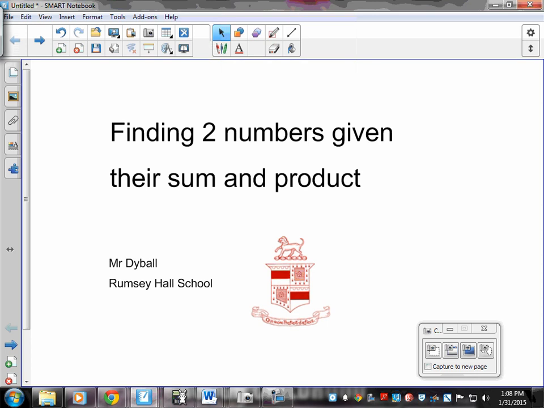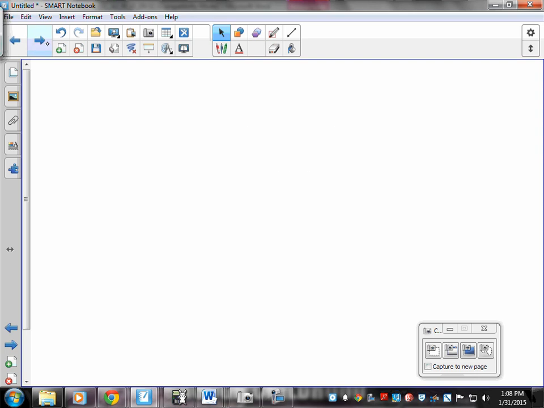Hello, I'm going to show you how to find two numbers given both their sum and product. That means we need to find two numbers that add up to a certain number and multiply to get a certain number. That's the sum and product. And that's useful when we have to factor a trinomial like this one.